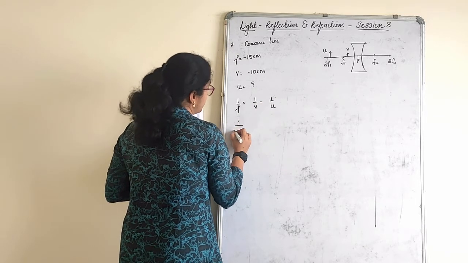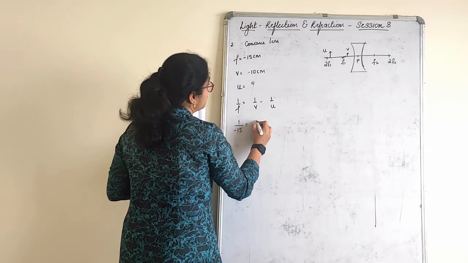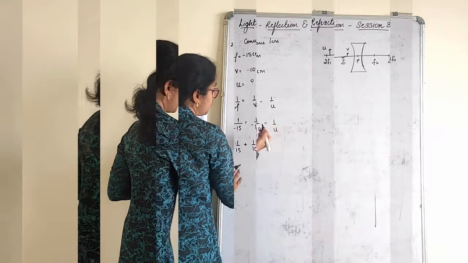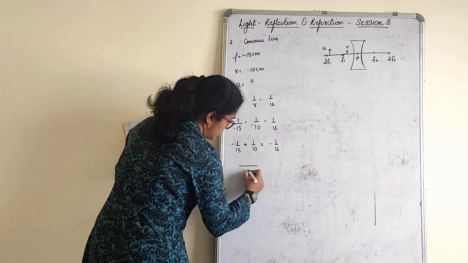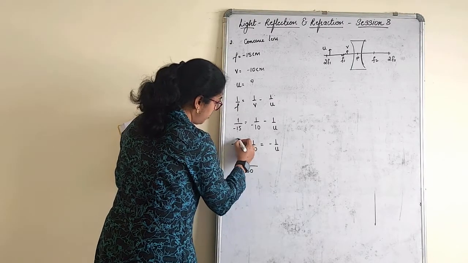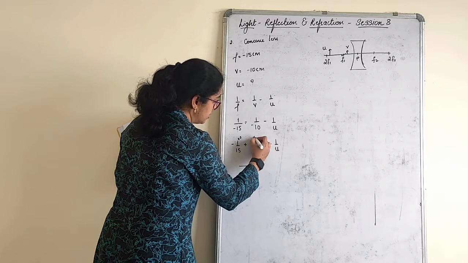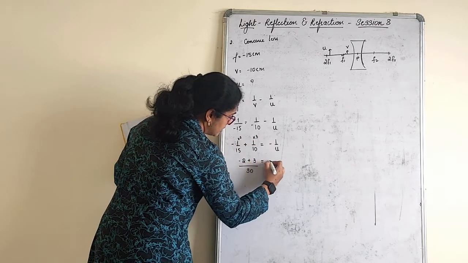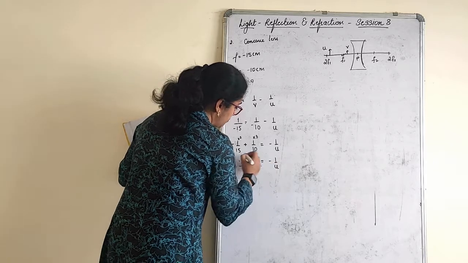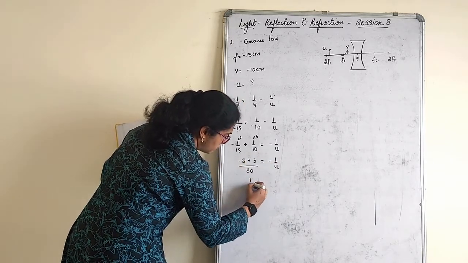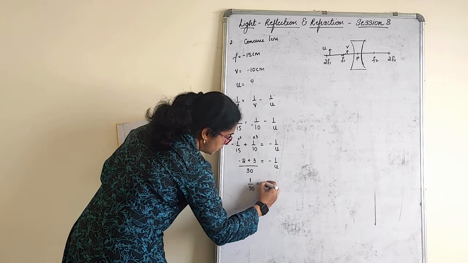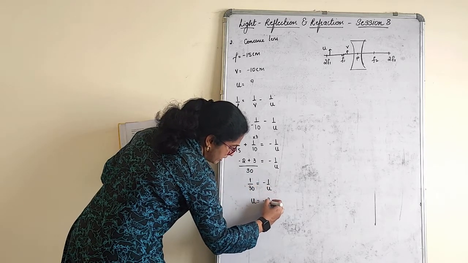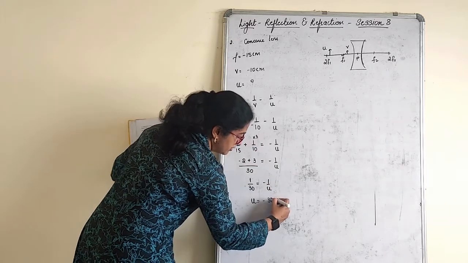So 1 by minus 15 is equal to 1 by minus 10 minus 1 by U. The LCM of 15 and 10 is 30. 15 twos are 30, 10 threes are 30. So minus 2 plus 3 is equal to minus 1 by U. So minus 2 plus 3 is 1 by 30, equal to minus 1 by U. So U is equal to minus 30 centimeter.